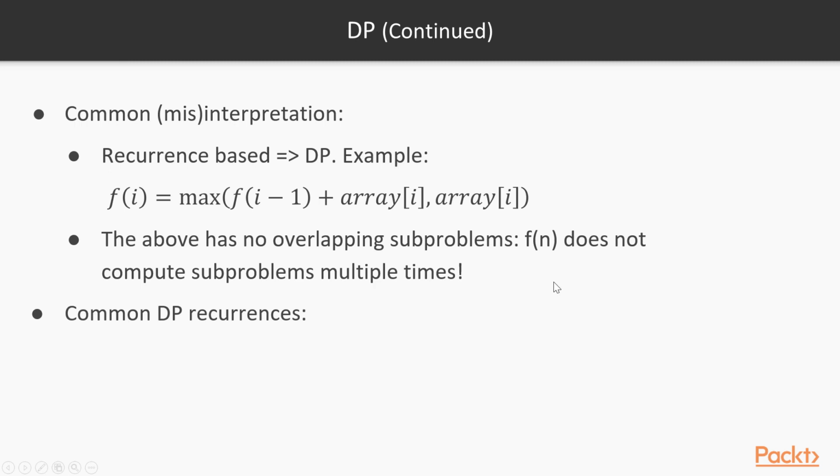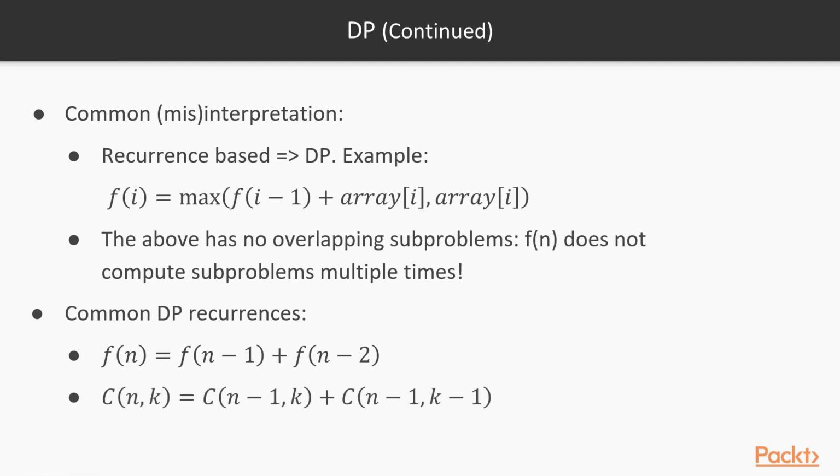Common dynamic programming recurrences are the Fibonacci sequence, for example, or the Fibonacci recurrence. This will generate overlapping subproblems because if we implement this recursively, then when we call f of n minus 1 here, this will again call f of n minus 2, which is also called here for f of n. So f of n minus 2 will be computed twice, once when it is called by f of n, and once more when it is called for f of n minus 1. Another one is this, which is the formula for combinations. So keep this in mind when watching the next videos.